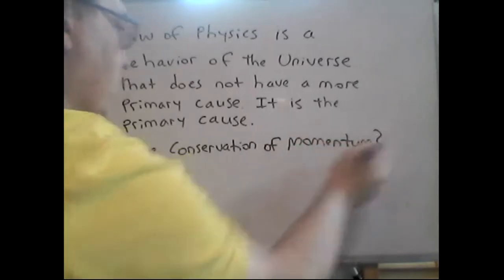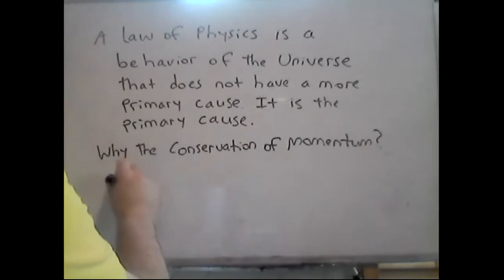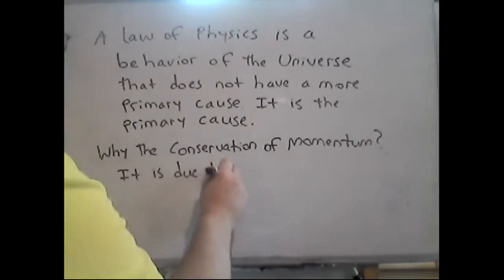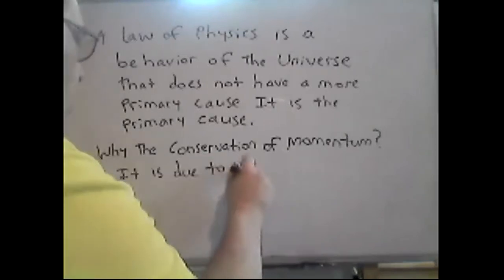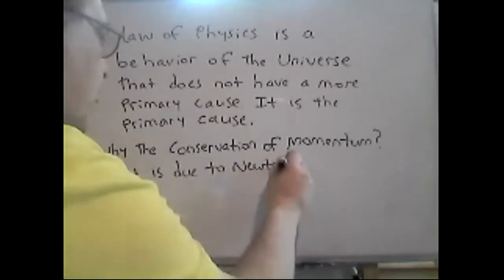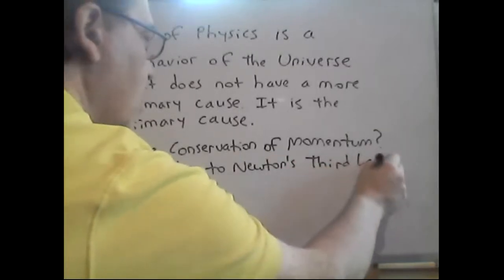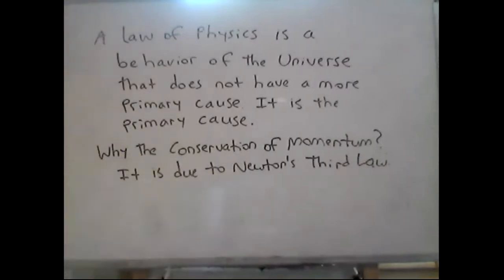Well, if you go back to my derivation, it is due to Newton's third law. I had to use Newton's third law. I don't derive a law of physics. The fact that I derived the conservation of momentum should tell you right there, you only derive something based upon first principles. So you don't derive a law of physics.